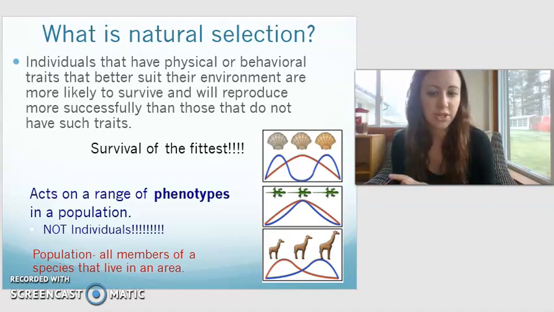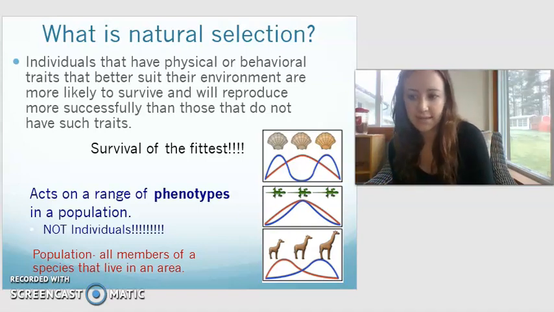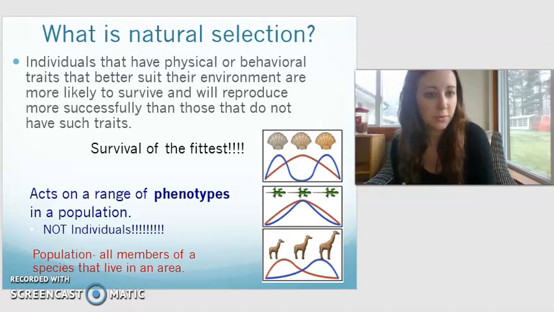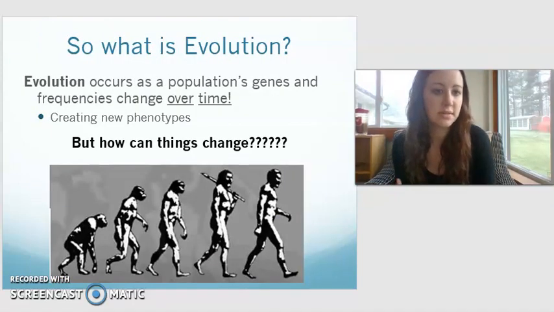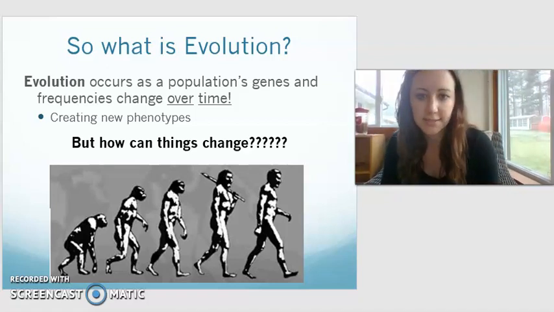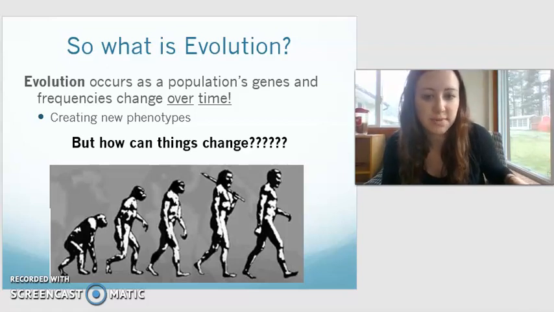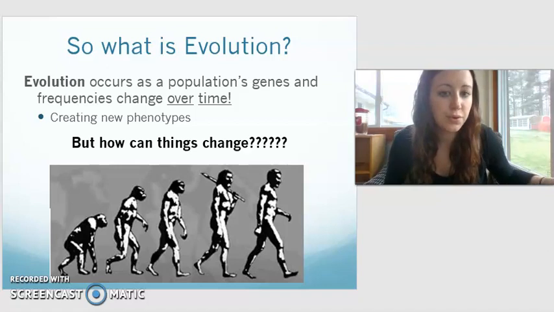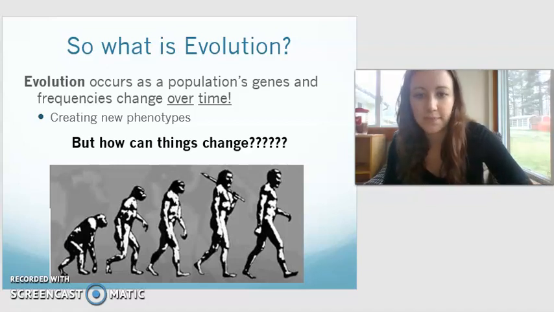With natural selection, we're looking at how these phenotypes are selected for or selected against. The ones that are more favorable for the environment are going to be the ones that are selected for. Those that aren't more favorable are going to be selected against. We're looking at the change in gene frequencies over time. That way, we're going to create new phenotypes. We're going to create new traits if we're changing the genes over time.